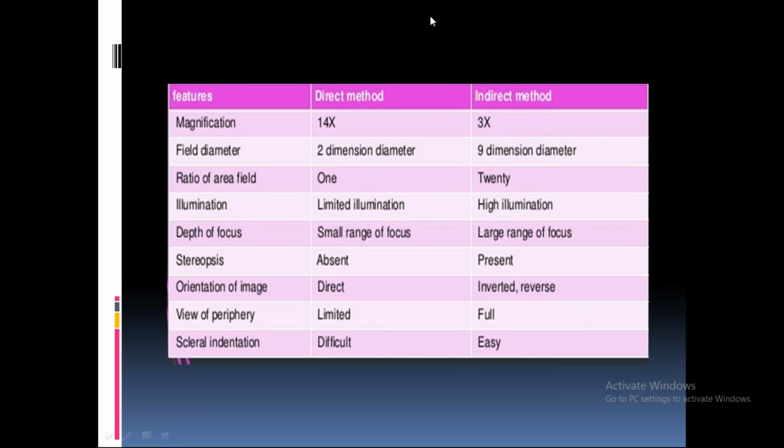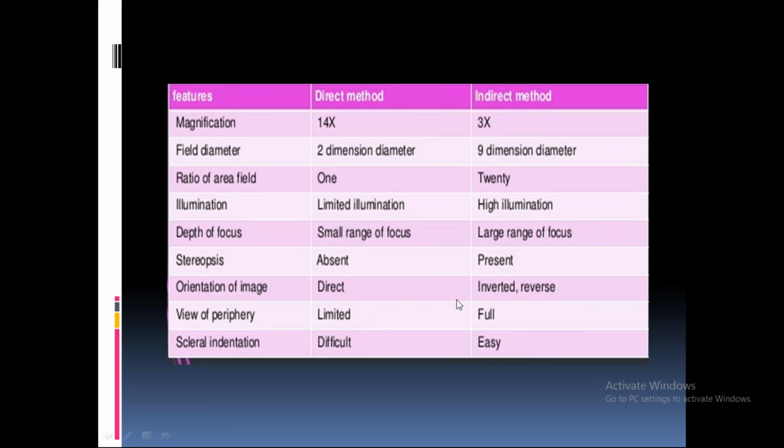Magnification is 14 times in the direct method; in the indirect method it is 3 times. Field diameter is 2 disc diameters, versus 9 disc diameters. Ratio of area of field, 1 to 20. Illumination, limited versus high illumination. Depth of focus, small range of focus, whereas in the indirect method it is a large range of focus. Stereopsis is absent, present in the indirect method.